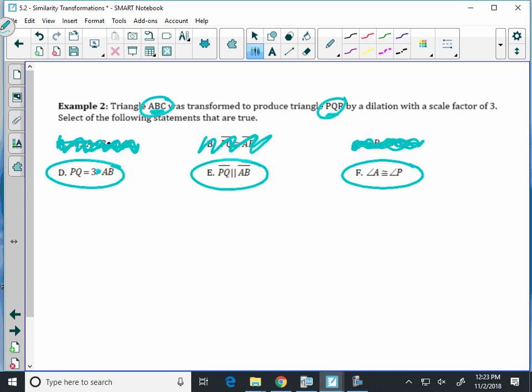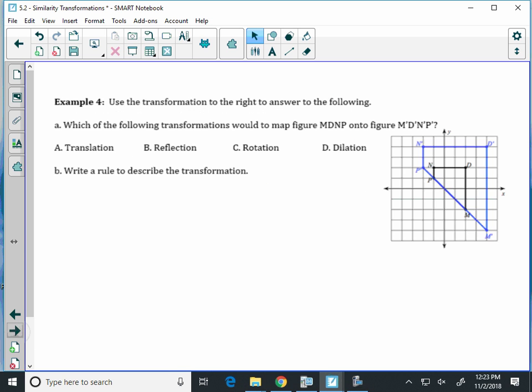Okay. Questions over that? That was a trickier one. Really had to think about dilations and similar figures. Questions over that? Okay. We did that one yesterday.